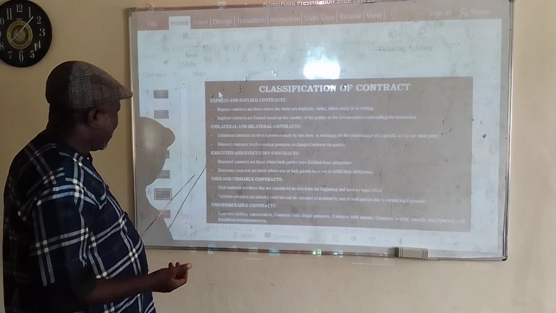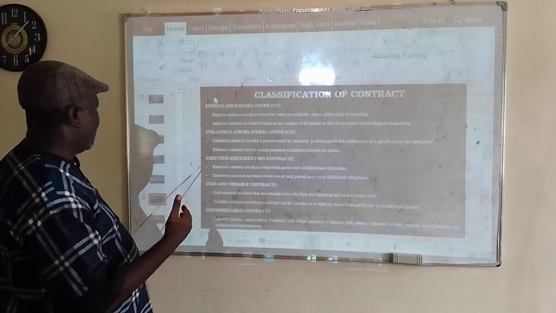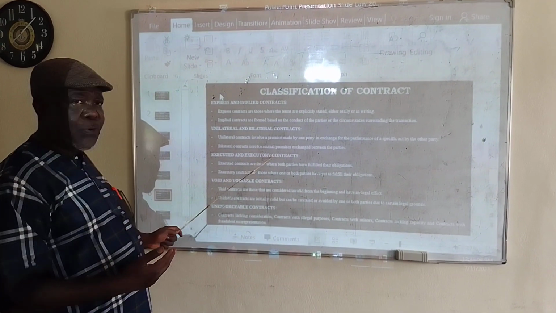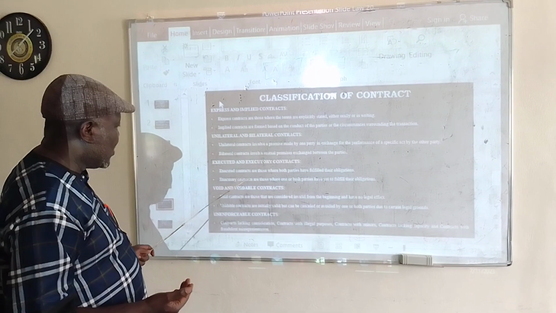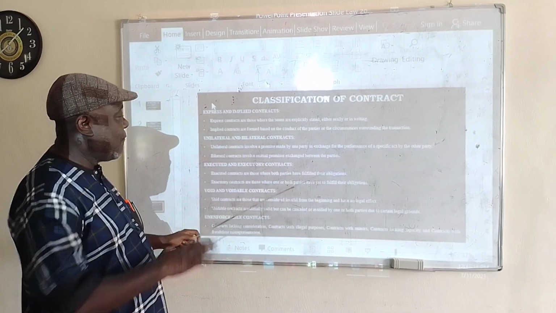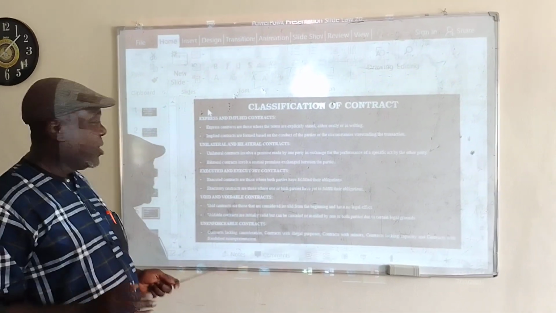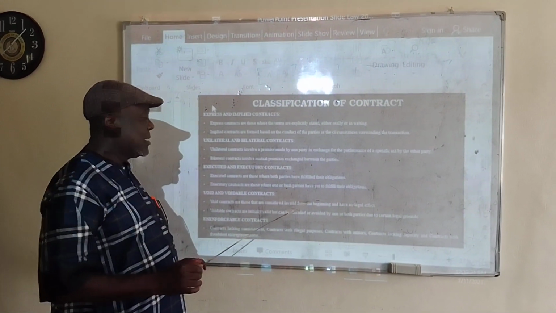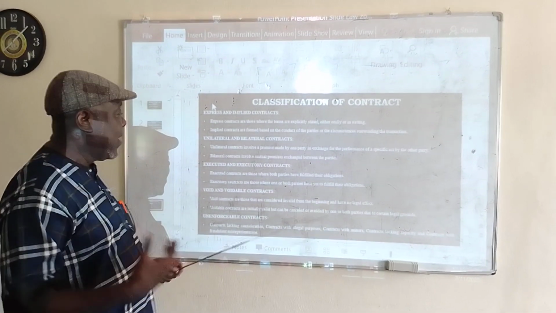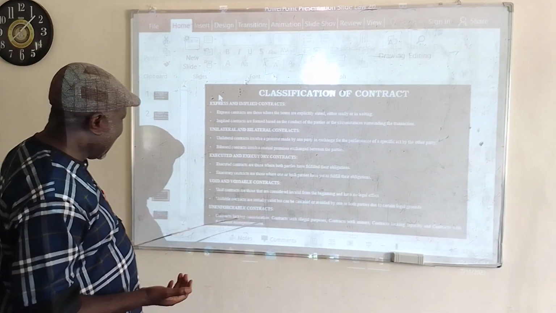Another classification looks at it from executed and executory contracts. Executed contracts are those where both parties have fulfilled their obligations, whereas executory contracts are those where one or both parties are yet to fulfill what? Their obligations.